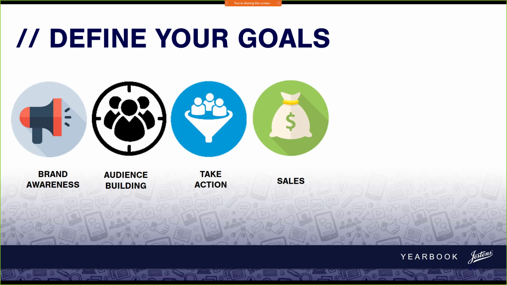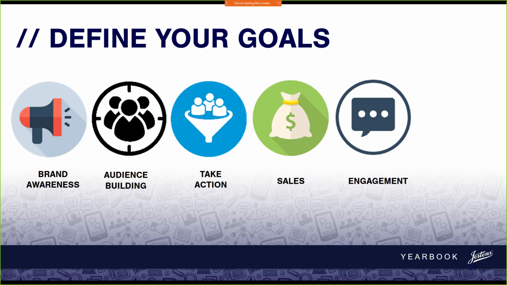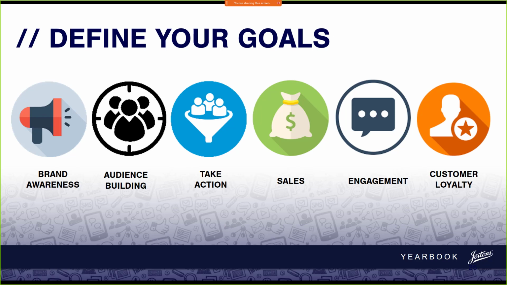Which is pretty self-explanatory, getting more people to purchase your yearbook. The next one is engagement, which is getting more shares, comments, and likes on your content. And then the last is customer loyalty, which is getting more people to stay interested and connected with your brand. Next week, we'll help you sort through which one of these you want to tackle first, or which couple of these might make the most sense for your strategy.